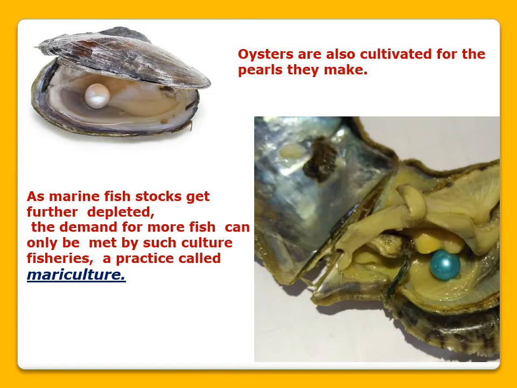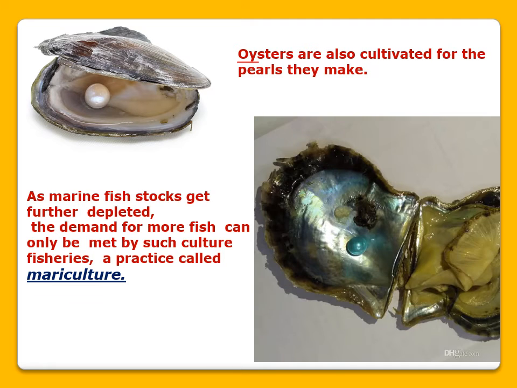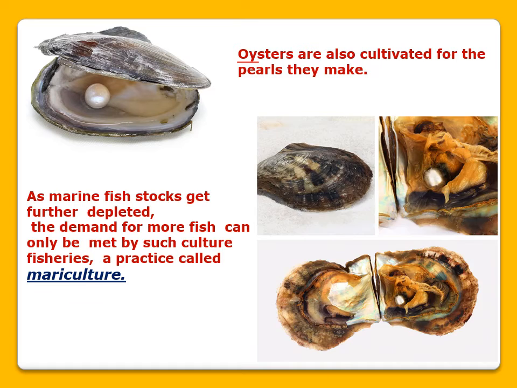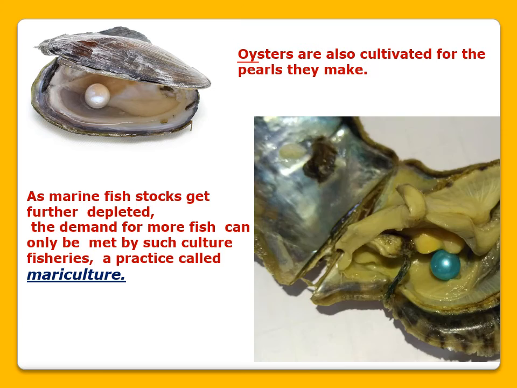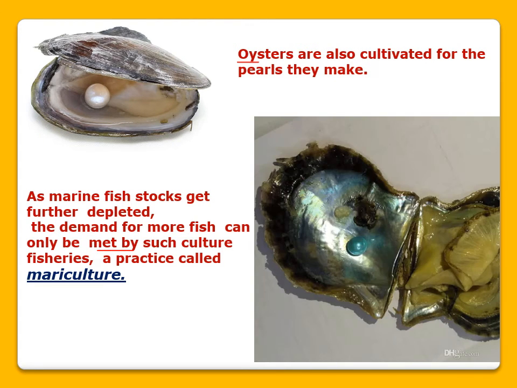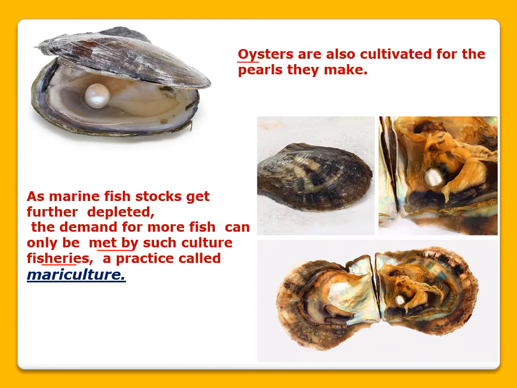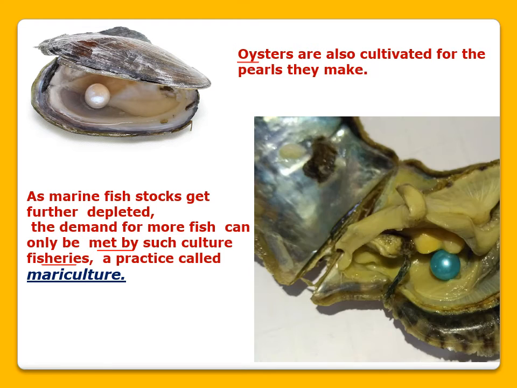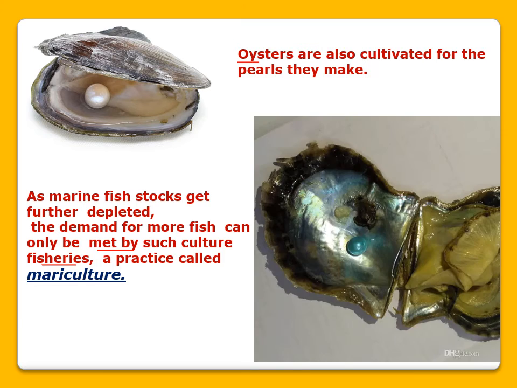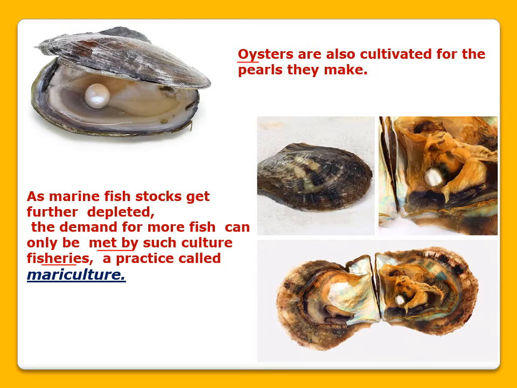Oysters are also cultivated for the pearls they make. Oysters are cultured to eat also and to get pearls also. As marine fish stocks get further depleted, the demand for more fish can only be met by such cultured fisheries, and that culturing of fish is the practice that is called mariculture. Mariculture simply means fish की खेती, fish की खेती करना, fish का agriculture करना. Okay, that is mariculture, right?